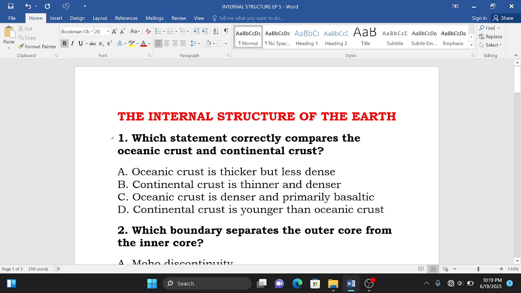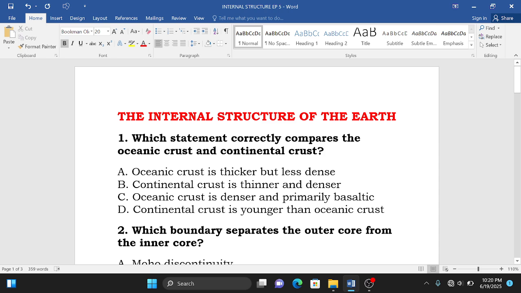Which statement correctly compares the oceanic crust and continental crust? A. The oceanic crust is thicker but less dense. B. The continental crust is thinner and dense. C. Oceanic crust is denser and primarily basaltic. D. The continental crust is younger than oceanic crust. So it is the oceanic crust which is younger than the continental crust.